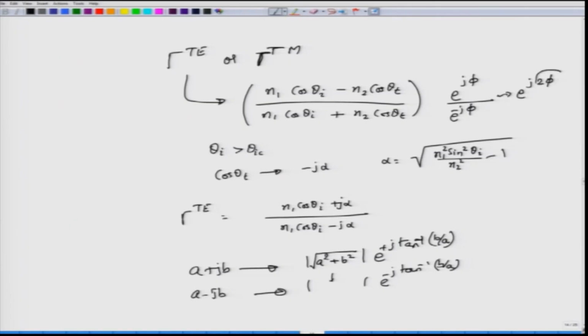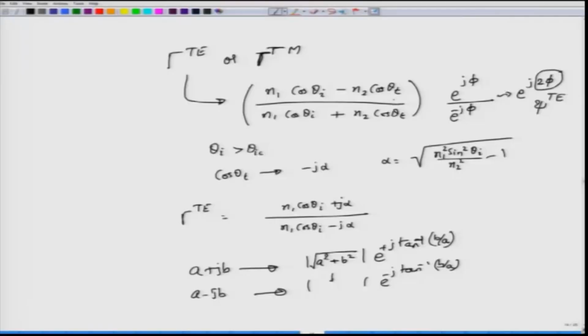Okay. And you can call this e power j 2 phi as some psi with a TE, and this particular psi with a TE is what is called the phase shift upon reflection. So, when total internal reflection happens, it reflects all of the light back into the first medium. There is an evanescent wave in the other medium of course, but the reflected light would undergo a certain phase shift, which of course is dependent on the value of theta I and the value of alpha.